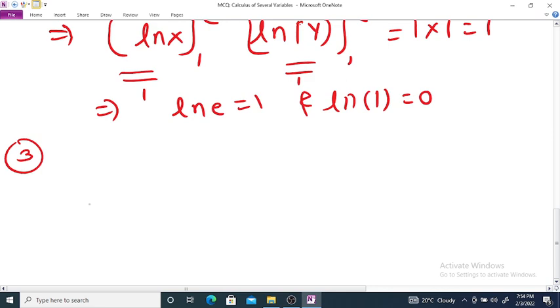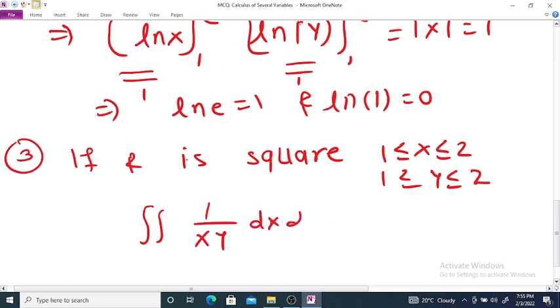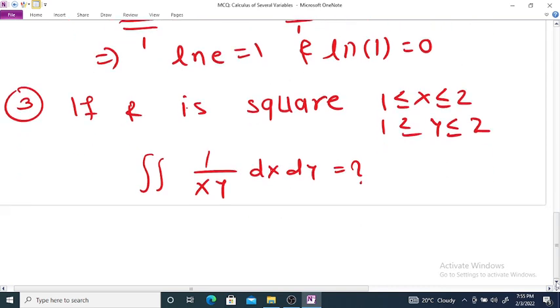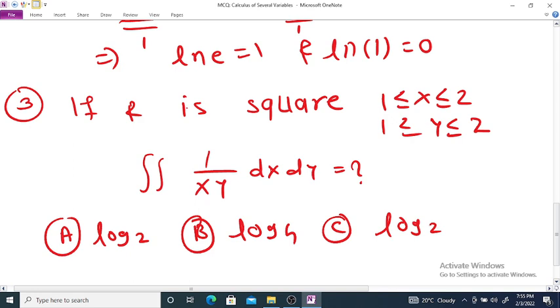Now next, example number 3. If R is a square, 1 less than or equal to x less than or equal to 2, and 1 less than or equal to y less than or equal to 2, then the double integration of 1 upon xy dx dy is equal to what? Options are given: A is log 2, B is log 4, C is log 2 raised to 2, and D is 4.